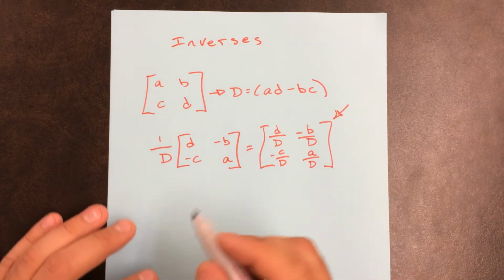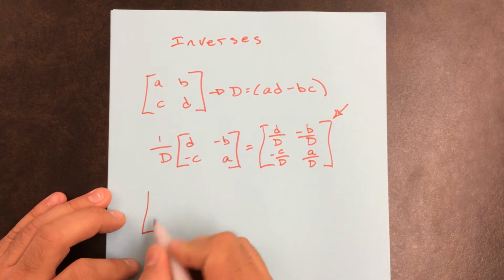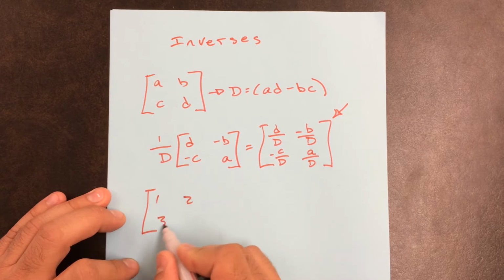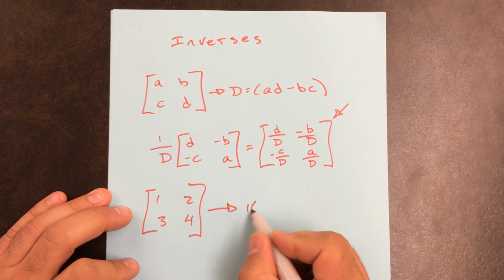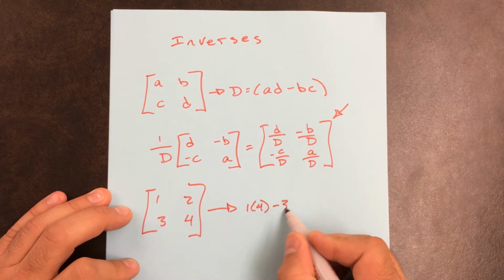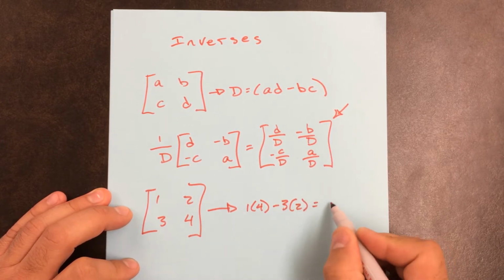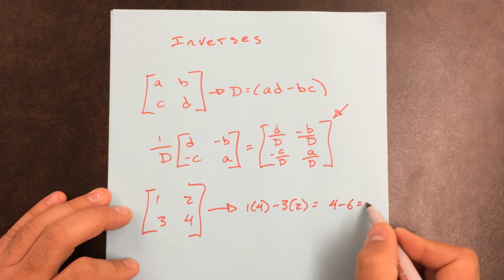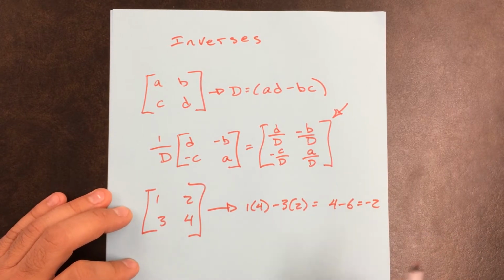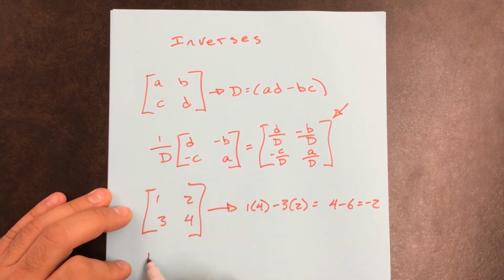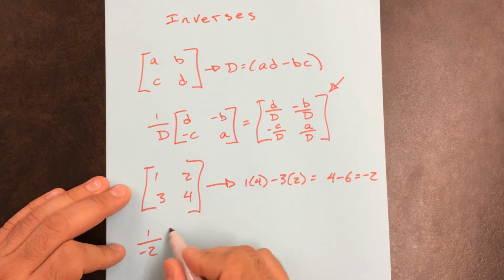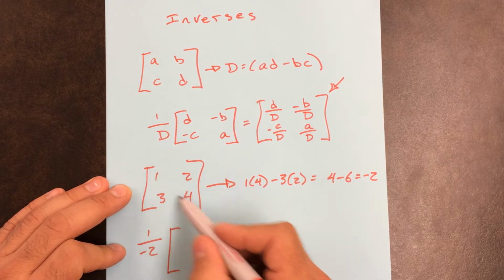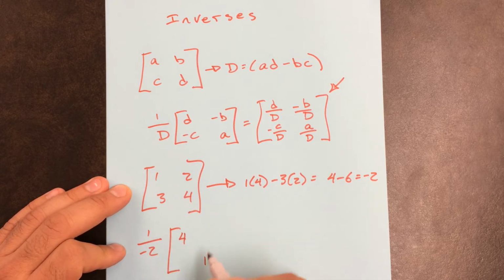So I'm going to do a couple of examples. Here's the first one: 1, 2, 3, 4. First thing I do is find the determinant, which is 1 times 4 minus 3 times 2, which gives me 4 minus 6, which is negative 2. Okay, so just like it says right here, I have to do 1 over that, 1 over negative 2, times, and some stuff is going to move around. These are going to switch positions. These are going to switch signs.